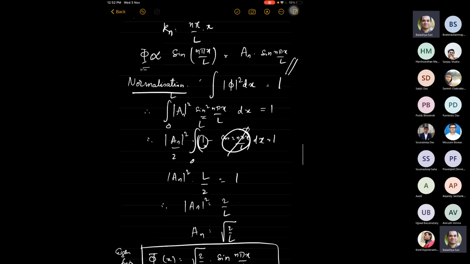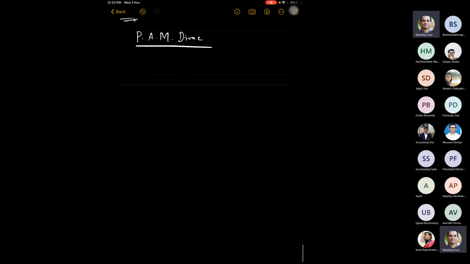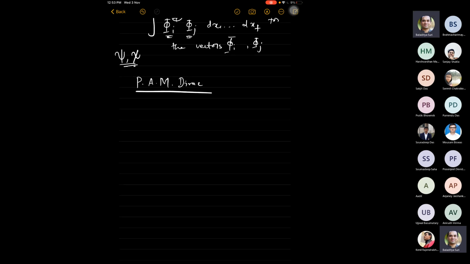So the recipe that I gave you earlier, the recipe for solving a problem in quantum mechanics, is in fact Dirac's recipe. He was the one who gave this recipe, and of course he did a lot of other things. For example, he was the first one to consider the problem of interaction with light, and he was the originator of the subject of quantum theory of radiation, which eventually became what is called quantum electrodynamics.